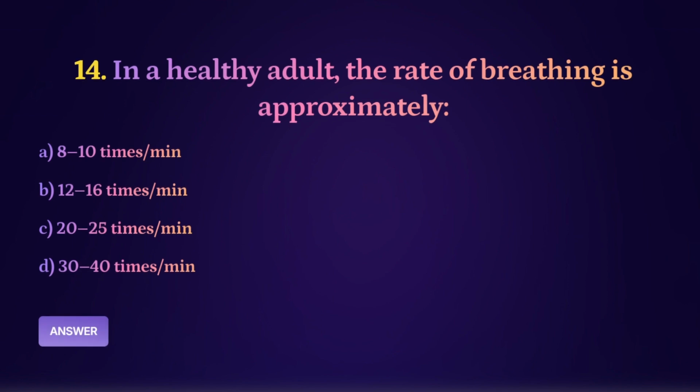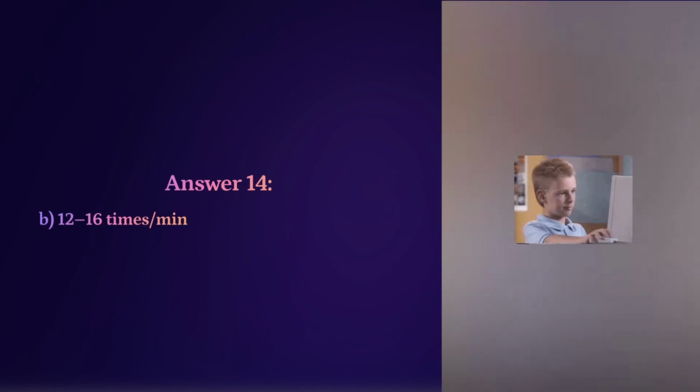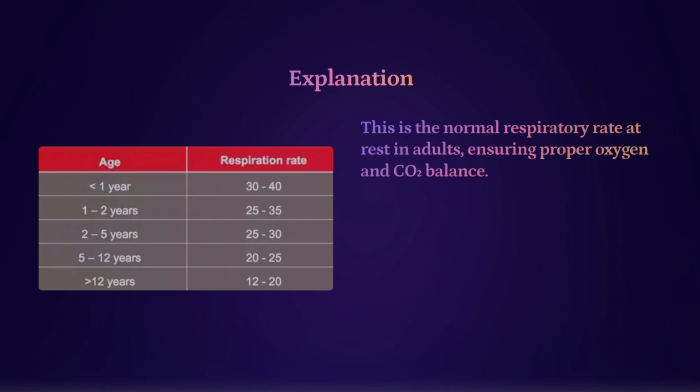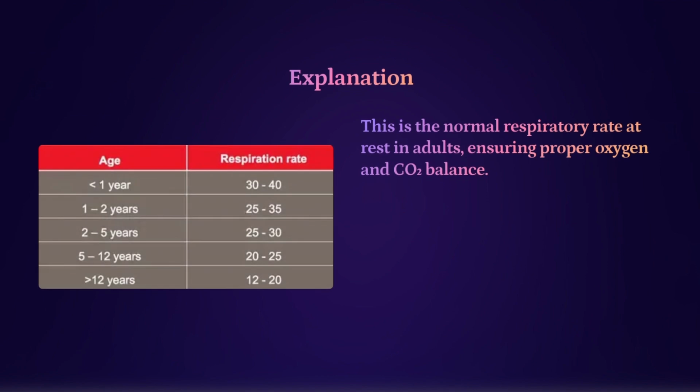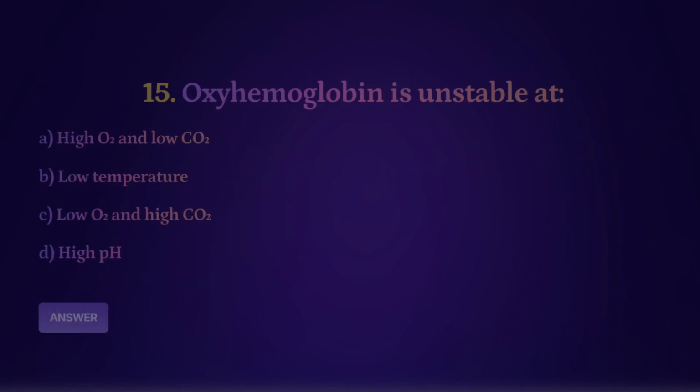Question number 14. In a healthy adult, the rate of breathing is approximately. Options are A. 8 to 10 times per minute, option B. 12 to 16 times per minute, option C. 20 to 25 times per minute, or option D. 30 to 40 times per minute? Correct answer is option B. 12 to 16 times per minute. This is the normal respiratory rate at rest in adults, thereby ensuring proper oxygen and carbon dioxide balance.